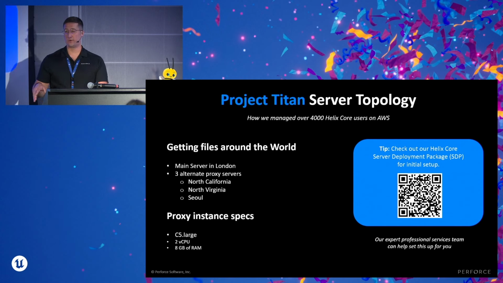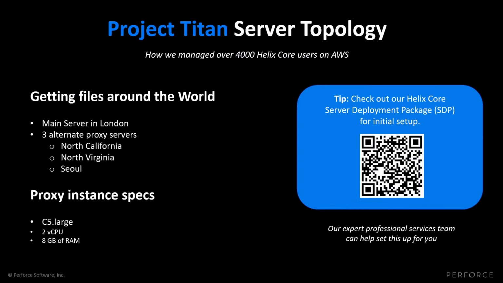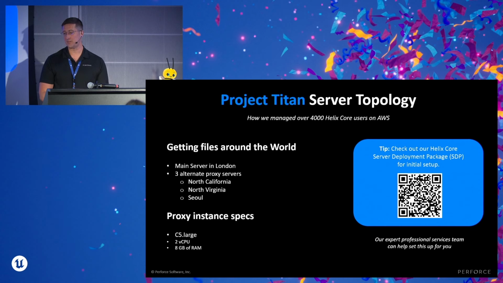And for quick proxy setup as well, we actually use the server deployment package for both the commit server and the proxies. And so that's what that QR code is there. It's essentially our professional services team's way of how they prefer to deploy Helix Core. So it sets up a lot of best practices, tracking, and it also gets monitoring in place. So if you end up wanting to connect to a Grafana server and monitor, it's already there. And then the last note is just that the proxy instances were tiny. They were still that initial setup of 2 vCPUs, 8 gigabytes of RAM, and we never really had any issue with them. They just ran happily.